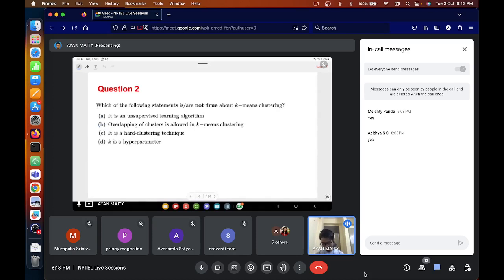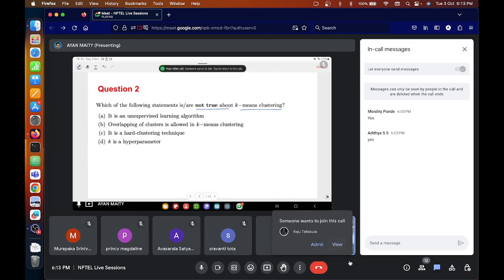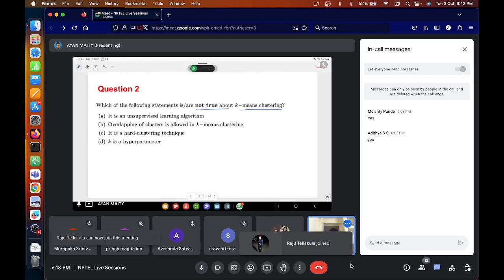Which of the following statements is or are not true about k-means clustering? There are 4 options, and multiple options may be correct here. First option: it is an unsupervised learning algorithm. Second option: overlapping of clusters is allowed in k-means clustering. Third option: it is a hard clustering technique. Fourth option: K is a hyperparameter. So which of these options is or are correct about k-means clustering? You have to find out which options are not true.